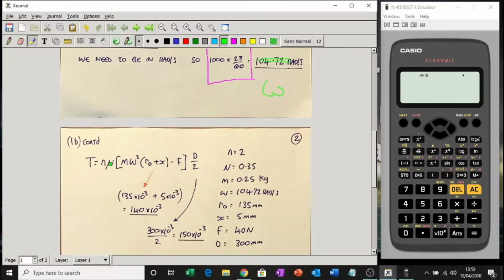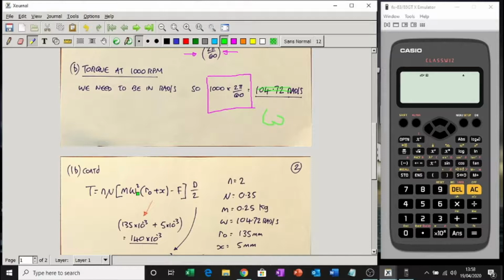So mu is the friction coefficient, which is 0.35 from the question. M is the mass, 0.25 kilograms. Omega is this number here. Where it's asked the torque at 1000 RPM, we converted 1000 RPM into 104 rads per second, and that's the number I'm going to put in there.